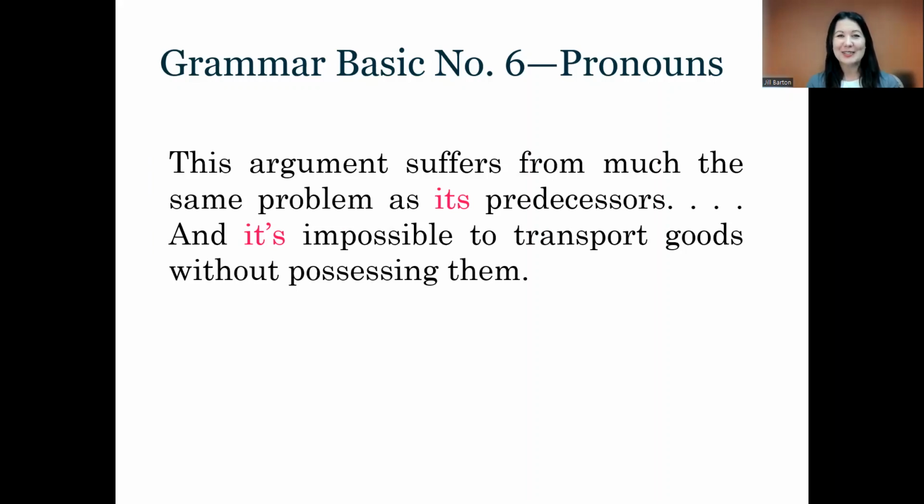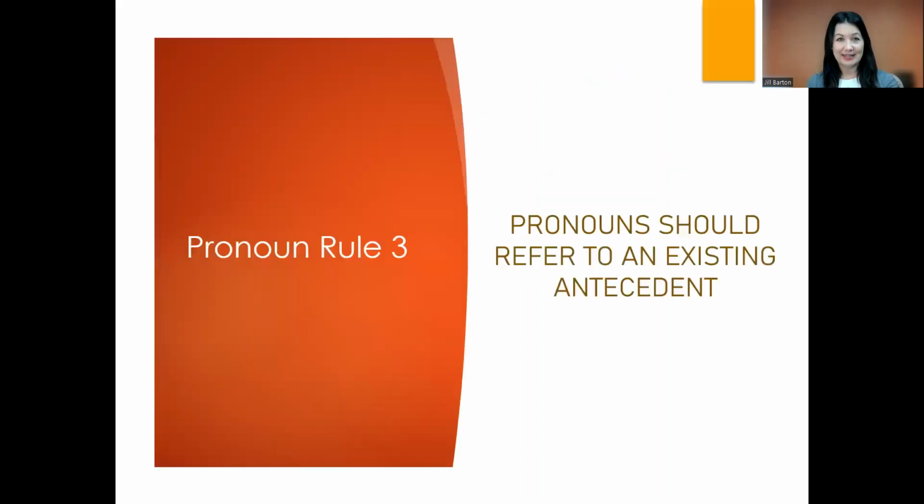Of course, while the justices do not write a lot of contractions, Justice Gorsuch certainly does. And here is an example within the same paragraph where he has both versions of this word it's. The first sentence here has the words its predecessors, referring back to the argument. This is the possessive of the argument, talking about the argument's predecessors. In the next part of the sentence, he says, and it's impossible to transport goods. And here he is saying, and it is impossible. So that apostrophe is only in the word it's when it is a contraction of it and is.